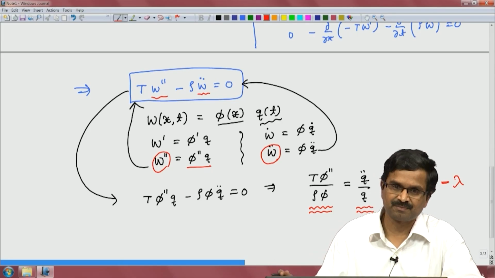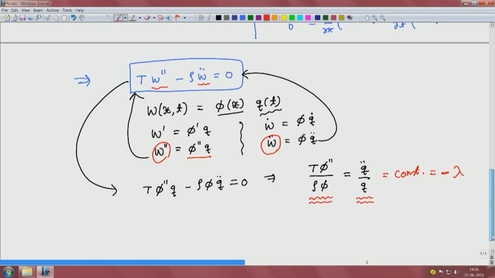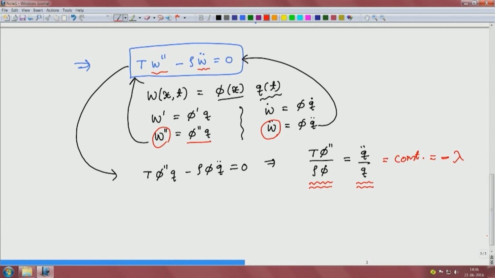Even if you take plus lambda, nothing happens, you can still arrive at the same conclusions, but making it minus helps us, because that lambda turns out to be what we call the natural frequency of the system. That is free vibration, there will be a frequency, that is what we get, rather the square of that. So, what we have here, when I assume minus lambda, I get two equations from this.